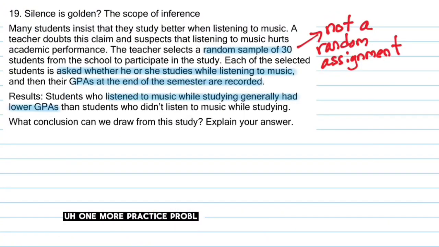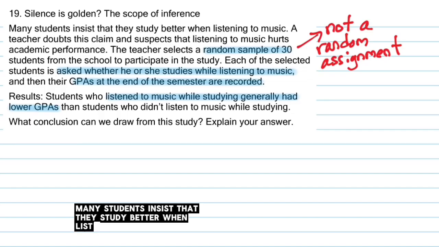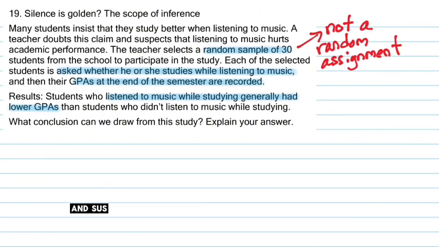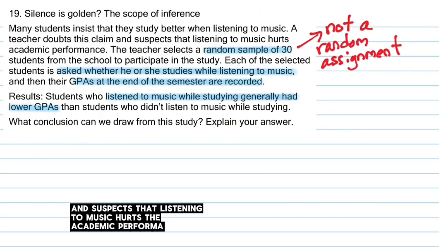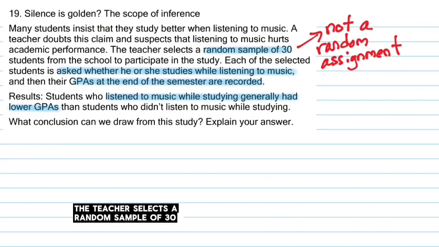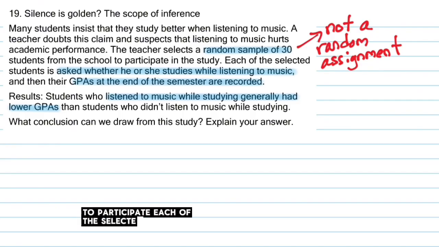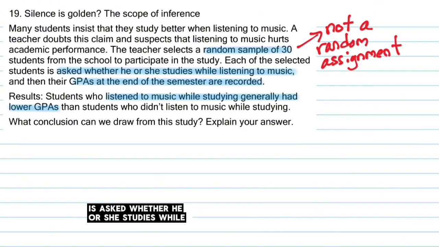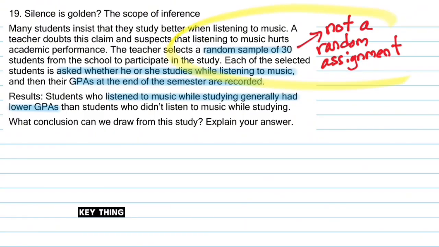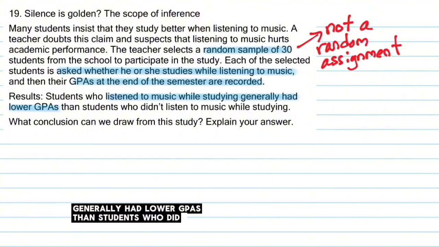One more practice problem. Silence is golden. Many students insist that they study better when listening to music. A teacher doubts this claim and suspects that listening to music hurts the academic performance. The teacher selects a random sample of 30 students from the school to participate. Each of the selected students is asked whether he or she studies while listening to music. And then their GPAs at the end of the semester were recorded. Key thing to note, it was a random sample, not a random assignment. The results, students who listened to music while studying generally had lower GPAs than students who didn't listen to music.